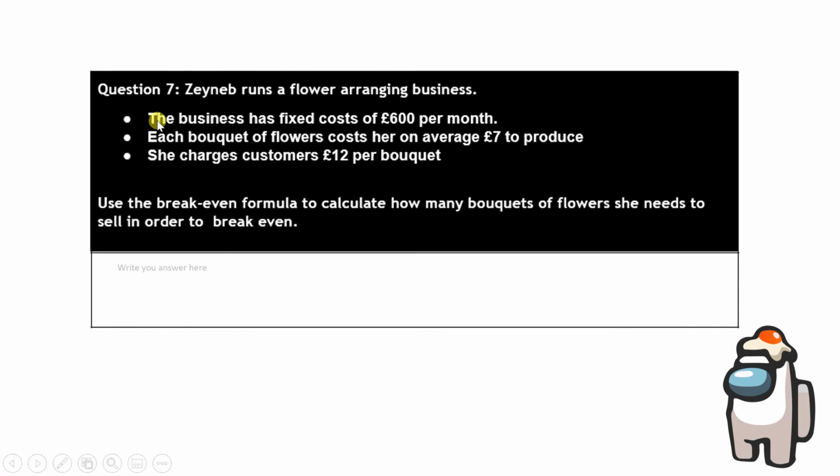Question 7. Zainab runs a flower arranging business. The business has fixed costs of £600 per month. Each bouquet of flowers costs her on average £7 to produce, and she charges customers £12. £600, £7 and £12. Those are the numbers you need. Write the break-even formula and calculate how many bouquets of flowers she needs to sell in order to break even.